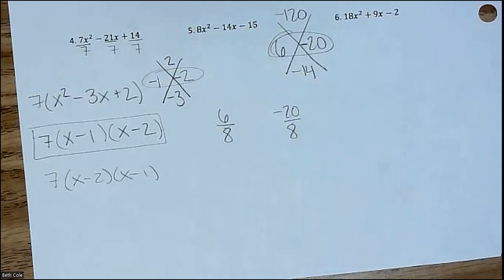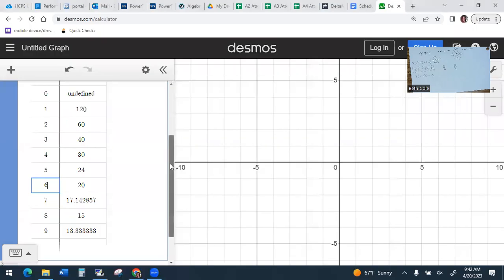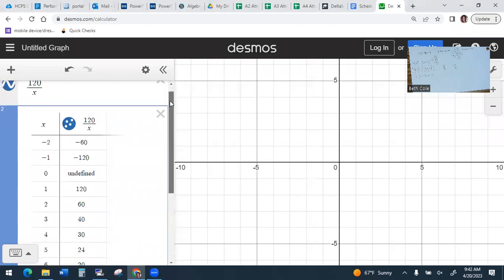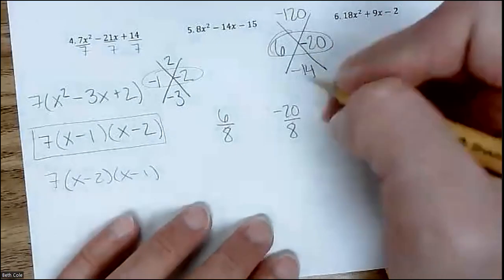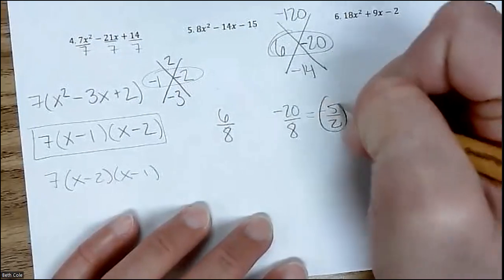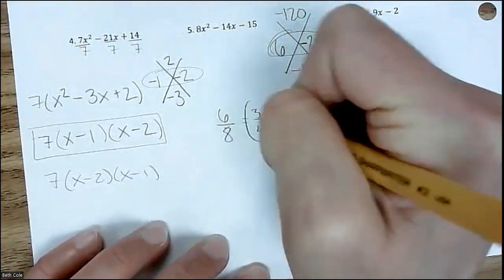If you have trouble reducing the fractions, the calculator will do that for you as well. I have to delete all this back again. Hold on a second. What was the first one? 6 over 8? Turn it back into a fraction, 3/4. And then what was the other one? Negative 20 over 8 would be negative 5 over 2. See, the calculator will do it for you. Did you get that? Yeah. What was this one? 3/4?